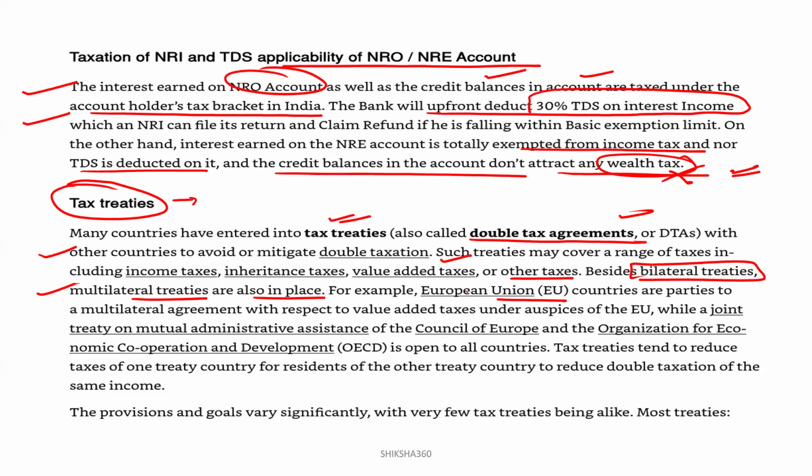Tax treaties tend to reduce taxes of one treaty country for residents of the other treaty country, to reduce the double taxation of the same income. Clear? So tax treaties basically tend to reduce taxes of one treaty country for residents of the other treaty country, to reduce the double taxation of the same income.